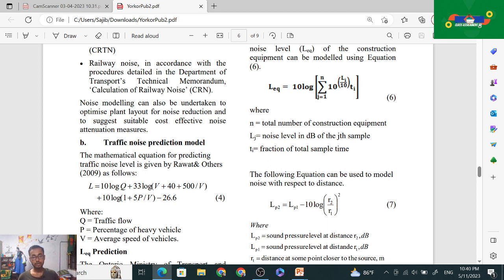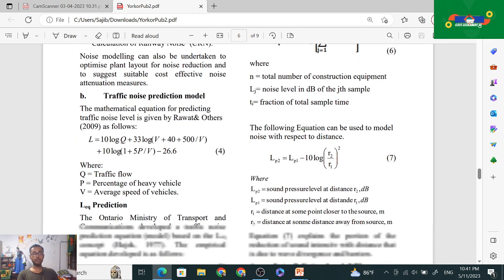L equals 10 log Q plus 33 log V plus 40 plus 500 by V plus 10 log of 1 plus 5P by V minus 26.6, where Q is traffic flow, P is the percentage of heavy vehicles, V is the average speed of the vehicle.